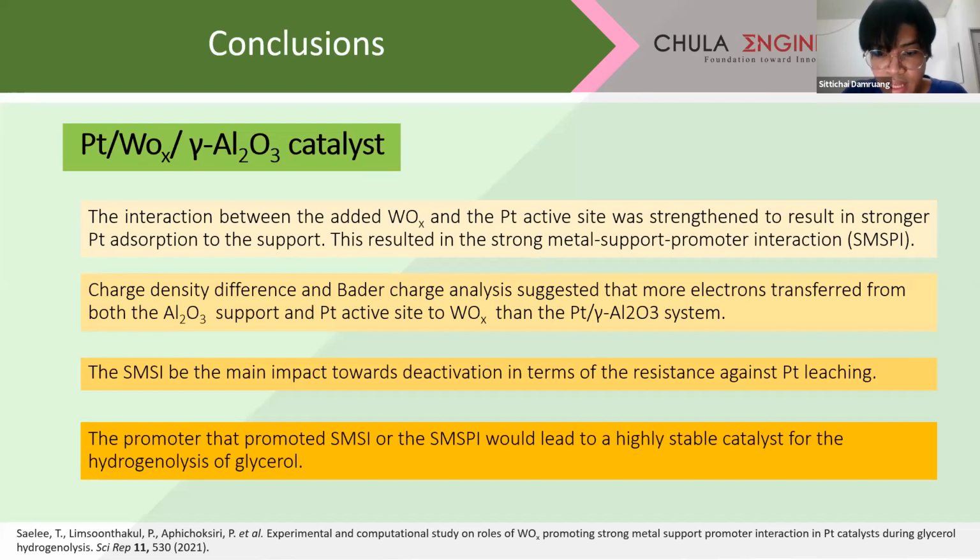In terms of resistance against platinum leaching, the strong metal support interaction is the main factor. And the promoter that promotes strong metal support interaction, or strong metal support promoter interaction, would lead to a highly stable catalyst for the hydrogenolysis of glycerol.